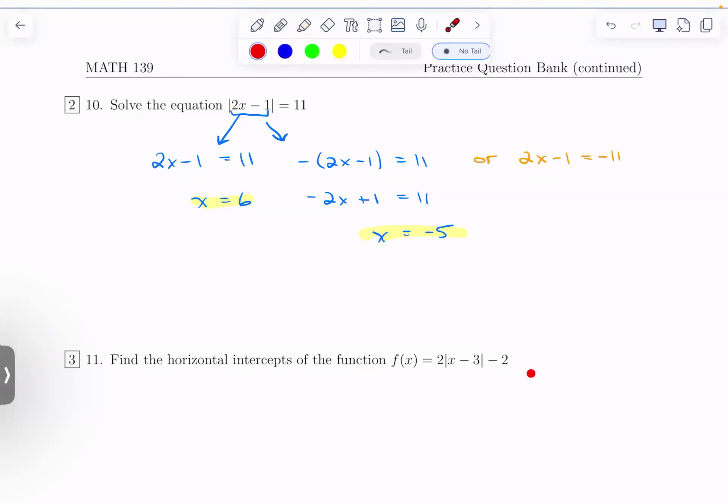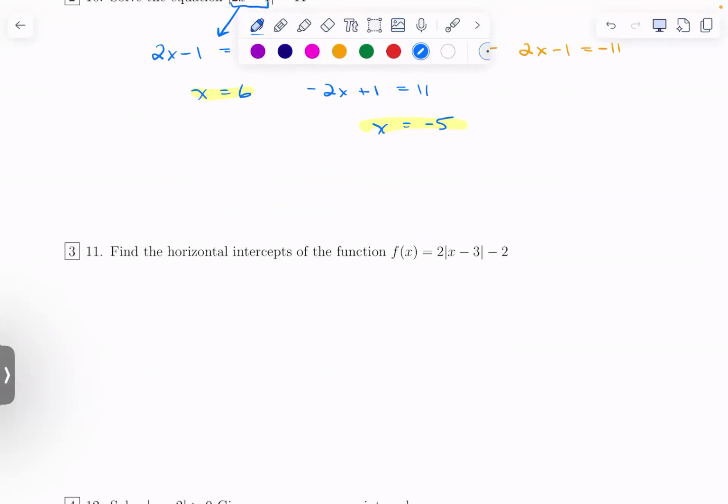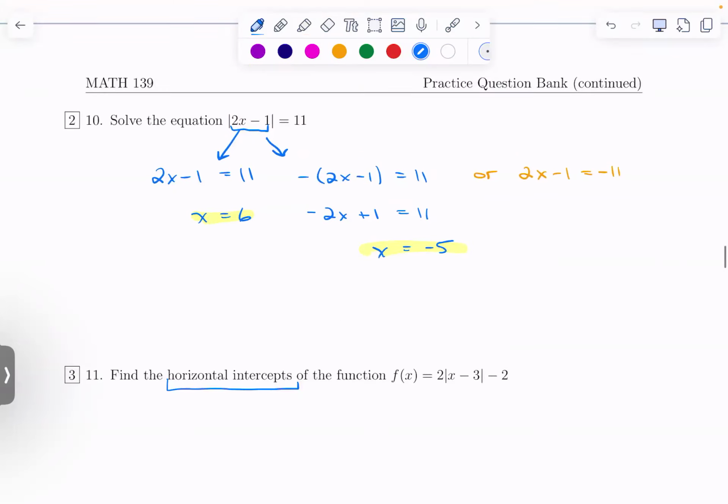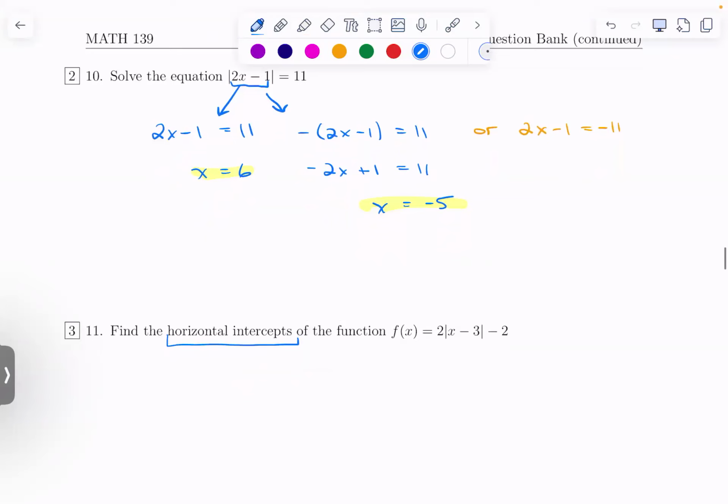Why is the next one the same type of question? Yeah, that's how marks work, I think.